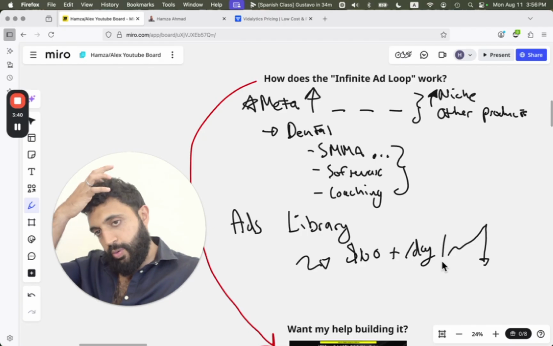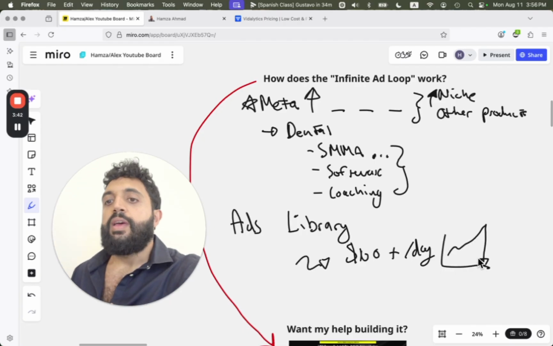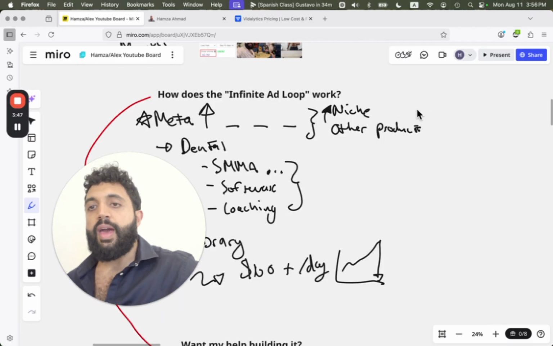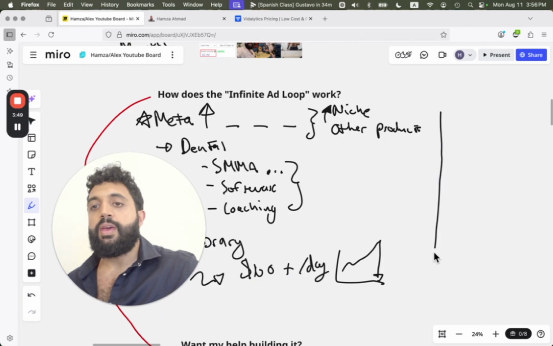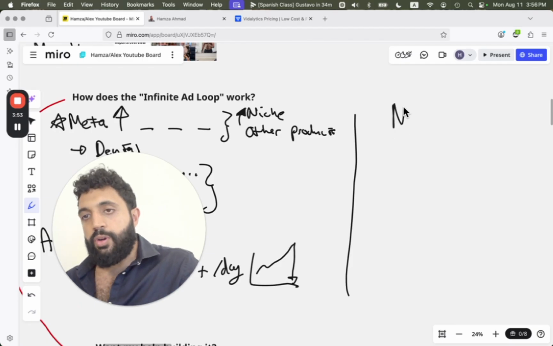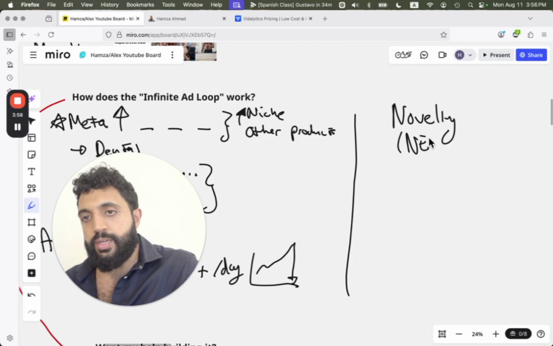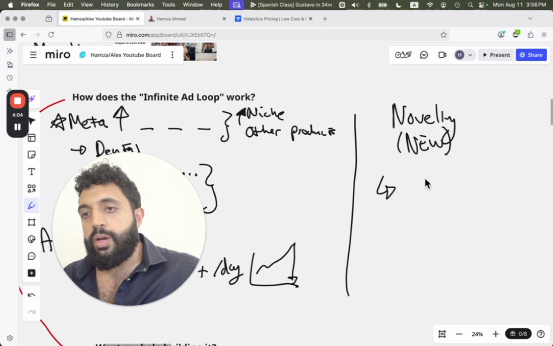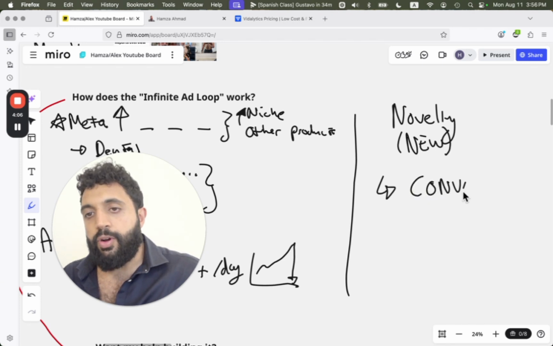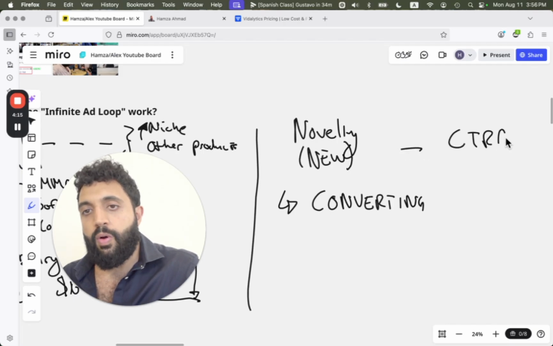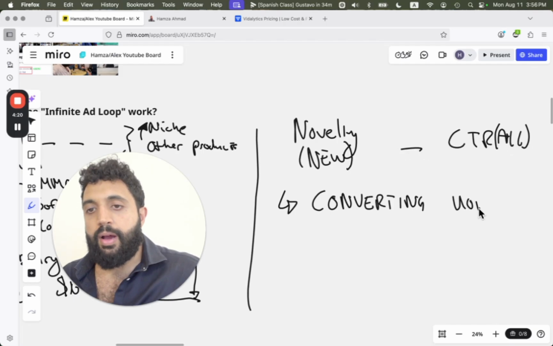Why is that? Because what we got to understand is that Facebook is in many ways looking at our ads, comparing it to other ads, and it's looking for something very, very important. It's looking for novelty. In other words, how new is it? And it's also looking for ultimately how good is it at converting. You have 2 metrics that are important in the world of ads. You have your click-through rate all, and then you have your unique outbound click-through rate.